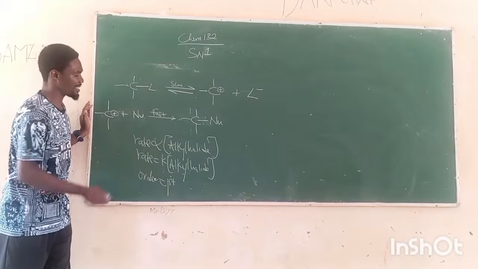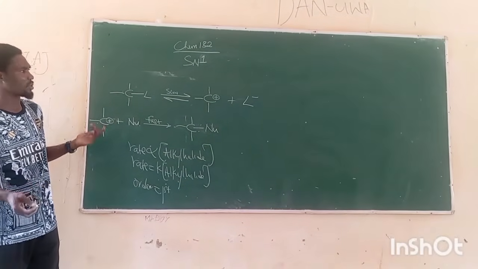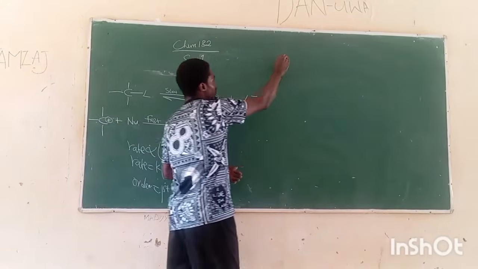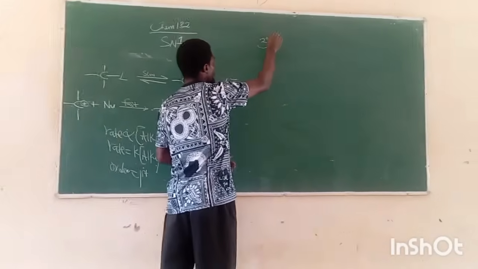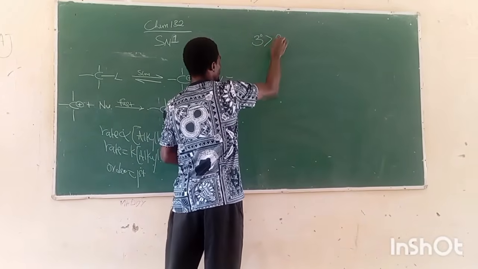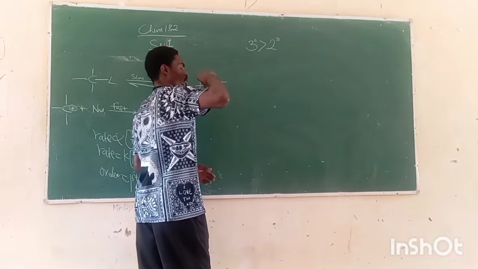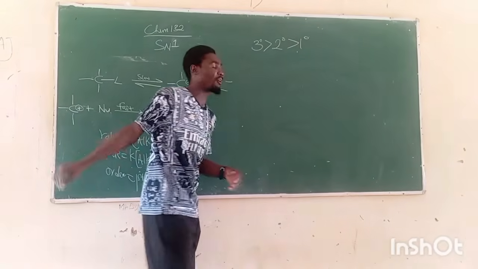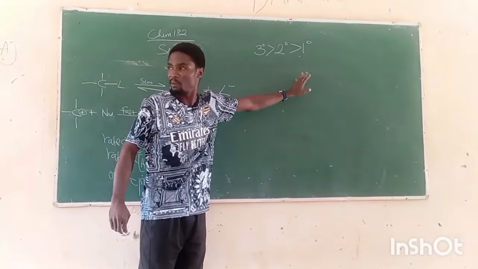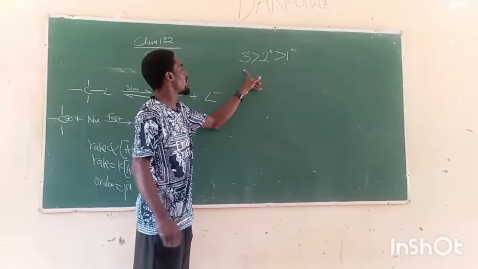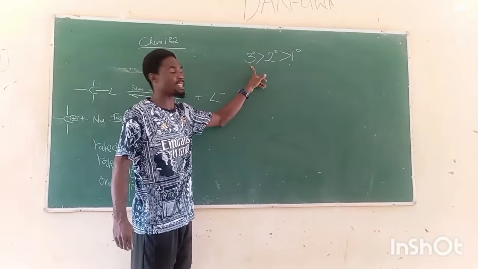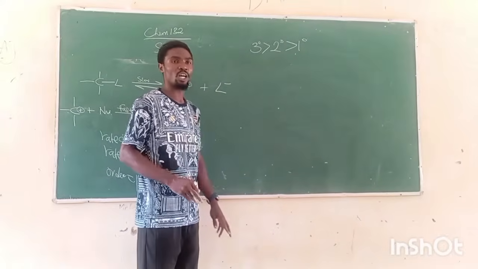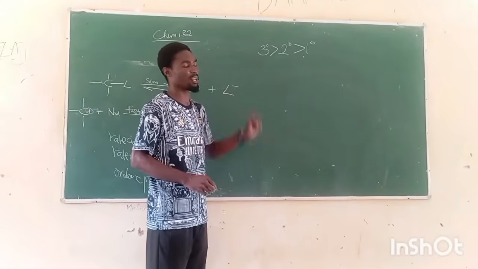So this is the SN1 reaction. Now, what are the factors? What is the order of reactivity? In the SN1 reaction, tertiary alkyl will normally undergo SN1 reaction better than secondary, and secondary better than primary. In fact, primary alkyl will not undergo substitution via the SN1 mechanism.